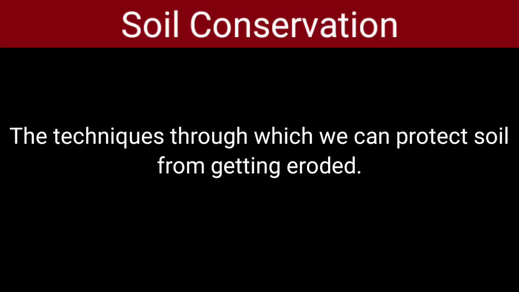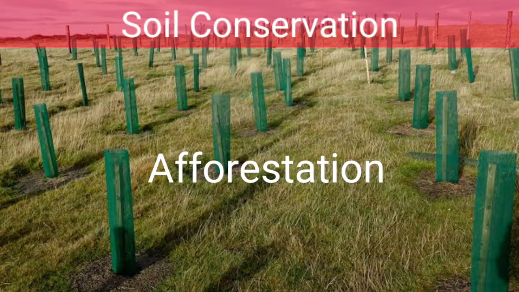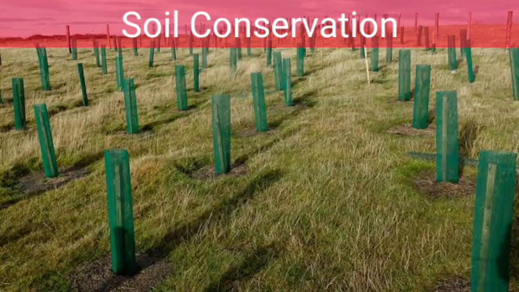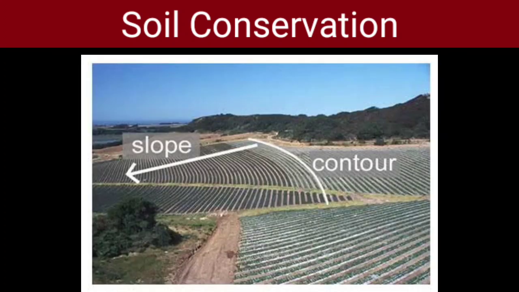But there are some techniques through which we can conserve soil. We can protect soil from getting eroded. Some of the techniques are afforestation, where the roots bind the soil together and make it strong against soil erosion. Other techniques are scientific methods of cultivation, like contour plowing, plowing the field perpendicular to the slope of the land.